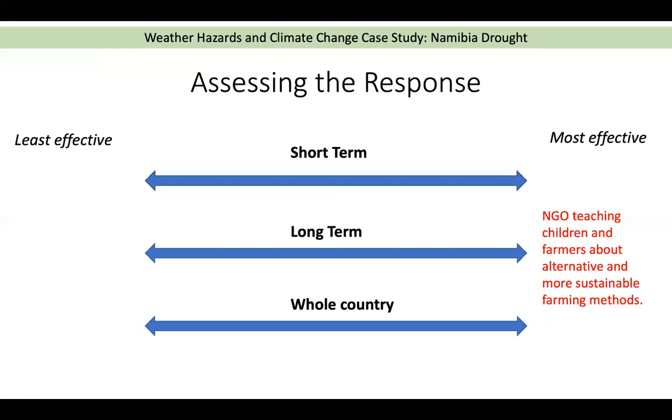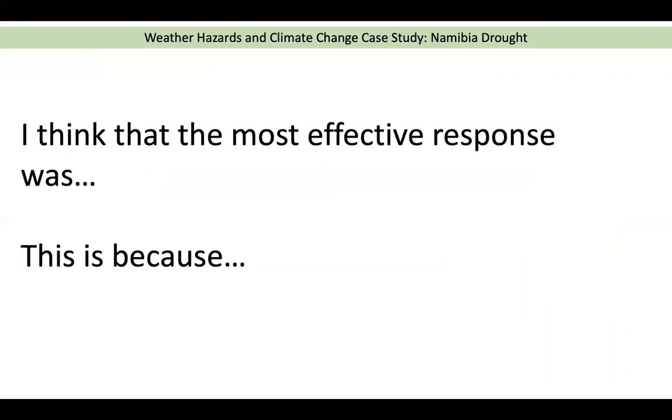Okay, welcome back. So you should have tried and filled out some of the categories on there, thinking about some of the responses we've just looked at. Here's a sentence starter. I want you to have a go again at thinking what you think the most effective response was, and I want you to tell me why. So explain your thinking. Take 2 minutes to do that and pause the video, off you go.